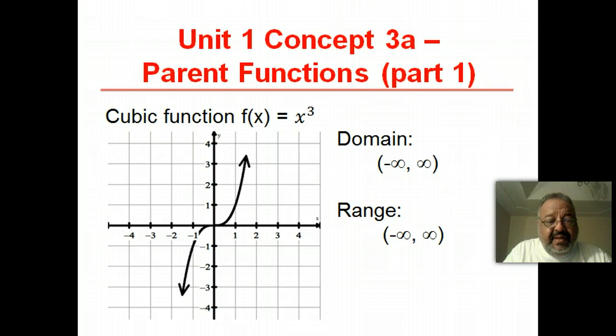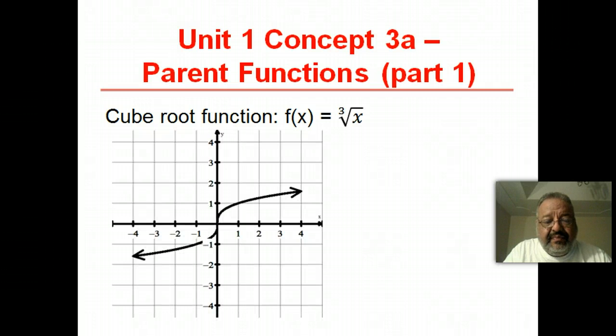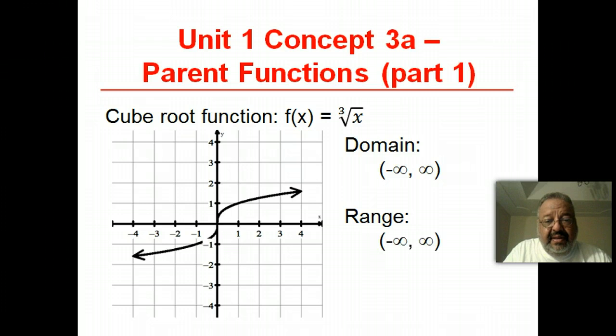Okay, now the inverse of this is the cube root function. Notice it looks like square root, but it has a 3 on the outside. So the function is f of x is equal to the cube root of x. That's how you say that. And it looks almost exactly like the cubic function we just saw, except turned sideways. Now the domain and the range are going to be the same actually, even though it's turned sideways. So the domain is going to be from negative infinity to infinity, and the range is going to be from negative infinity to infinity also, because of the arrows.